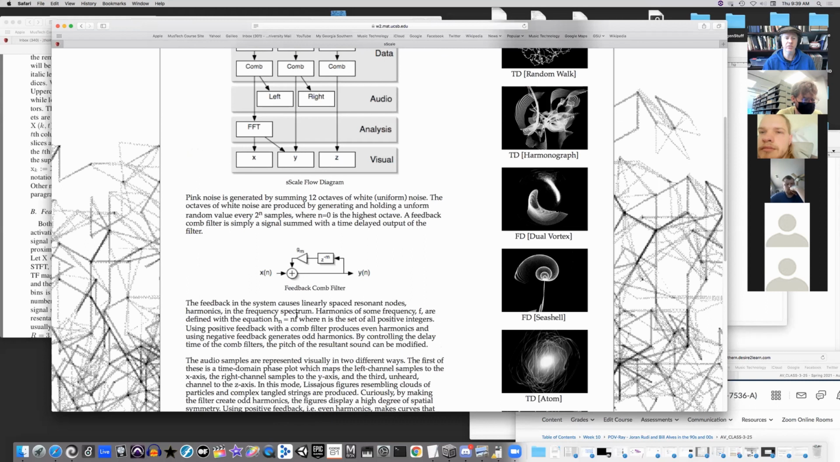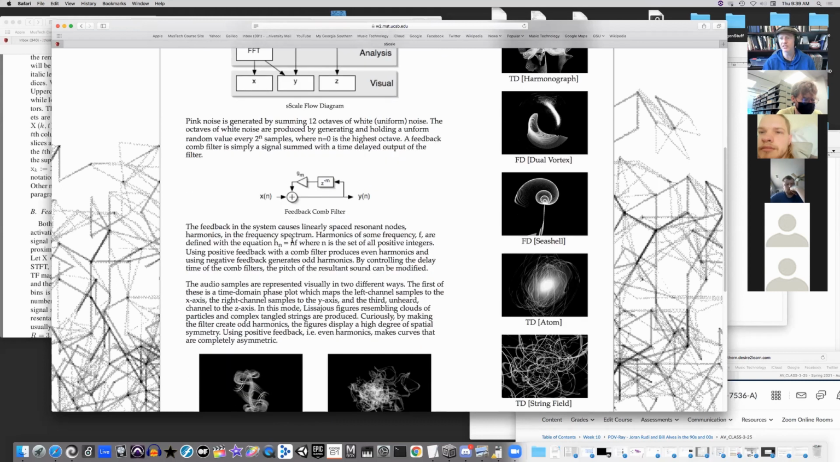So here to read what he does, because I think this came up recently, maybe Andres had this in the oral examination. Here, Lance Putnam generates pink noise. He says pink noise is generated by summing 12 octaves of white noise. The octaves of white noise are produced by generating and holding a uniform random value every 2 to the n samples, where n equal to 0 is the highest octave. A feedback comb filter is simply a signal summed with the time-delayed output of the filter. It's a pretty simple process.